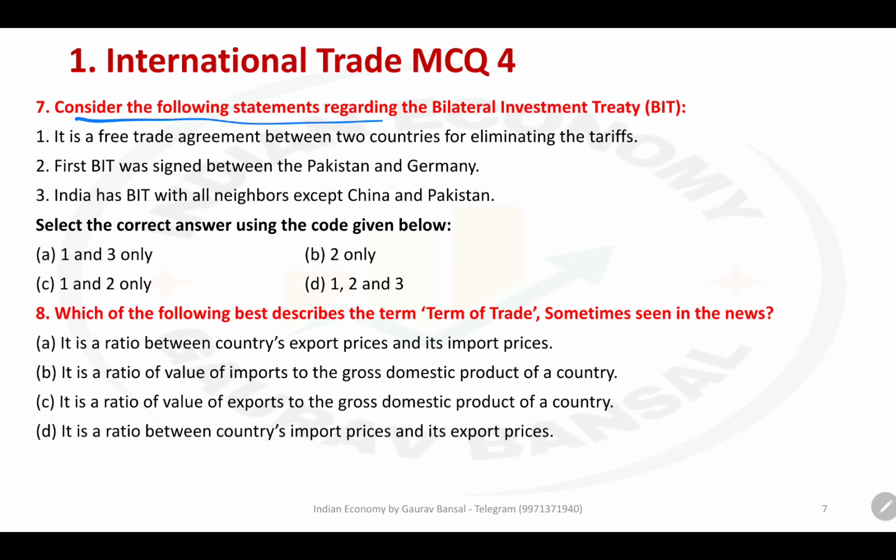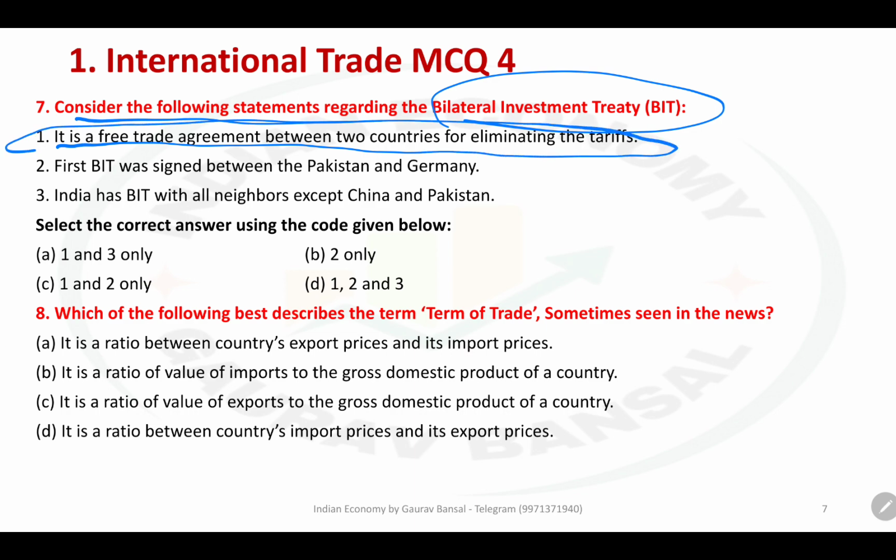Consider the following statements about bilateral investment treaty. So this was in the news, that is why this question has been picked up. Now, it is a free trade agreement between two countries for eliminating the tariff. It is not actually.